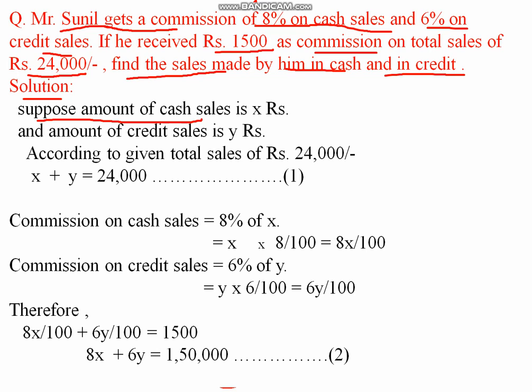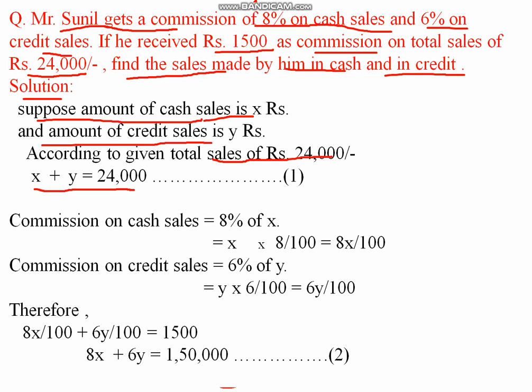Suppose the amount of cash sale is X rupees and the amount of credit sale is Y rupees. According to the given information, the total sale is 24,000 rupees. That means cash sale plus credit sale total is 24,000 rupees. So from this we get X plus Y is equal to 24,000.